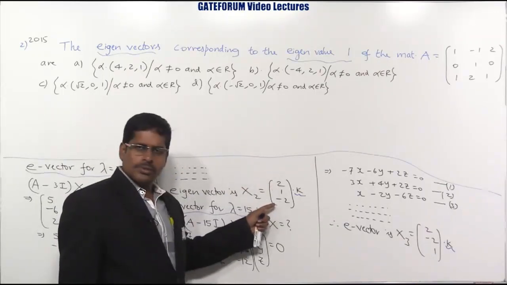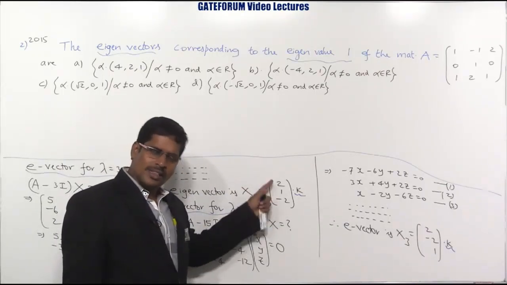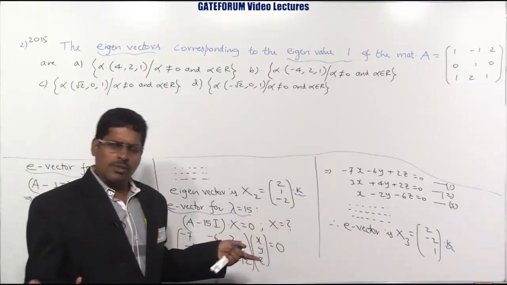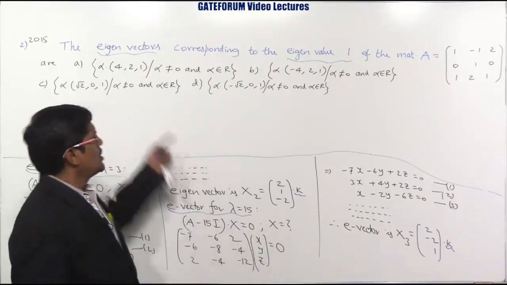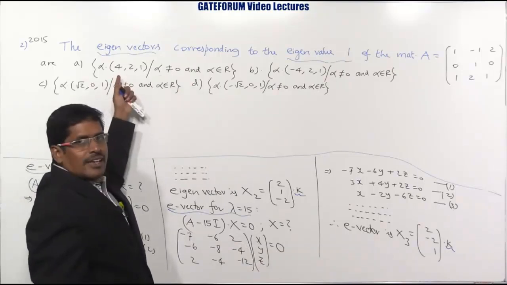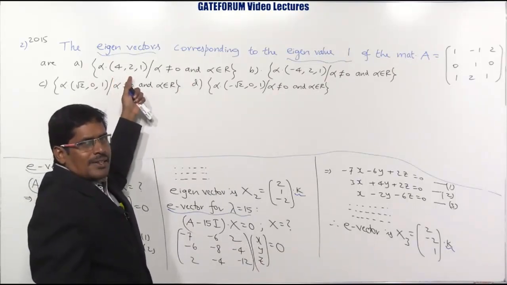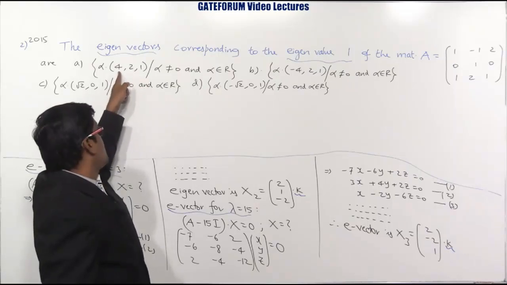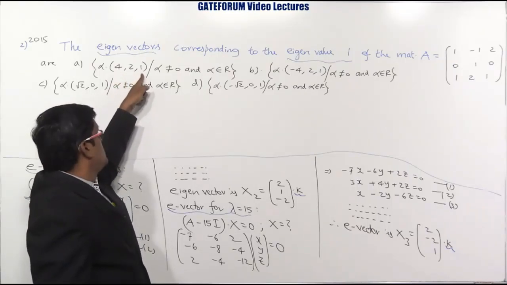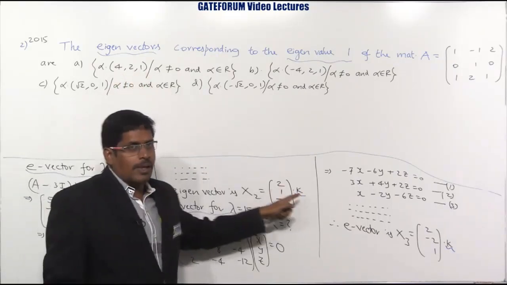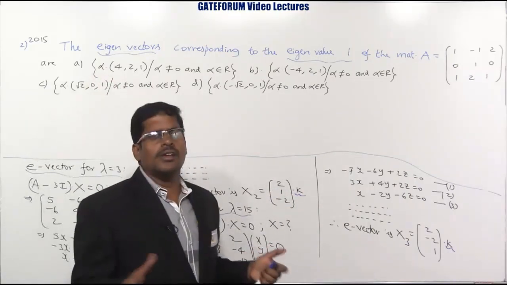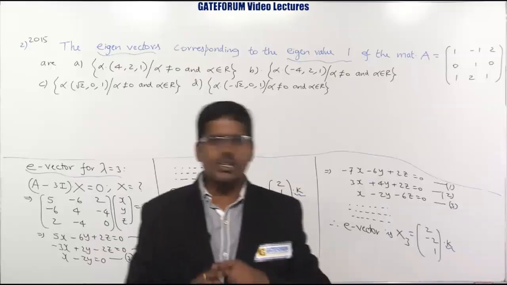Just earlier I put those xyz values in the column matrix form. Vector means either row matrix form or column matrix form. Here all options have the eigenvectors represented in row vector form. This means x value 4, y value 2, z value 1. So I told outside multiplying by k. So he put outside multiplying by alpha. I multiplied by k, his representation multiplied by alpha. Notation is not the matter.